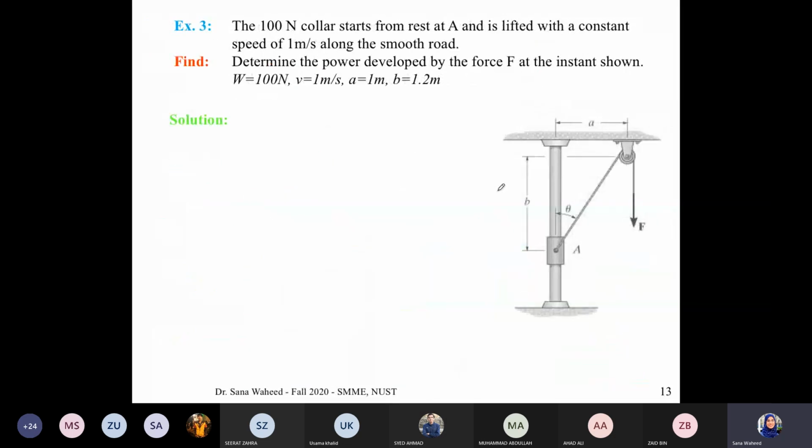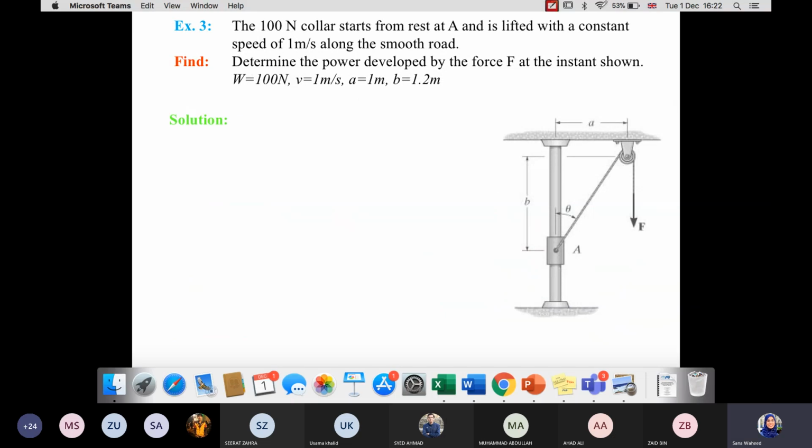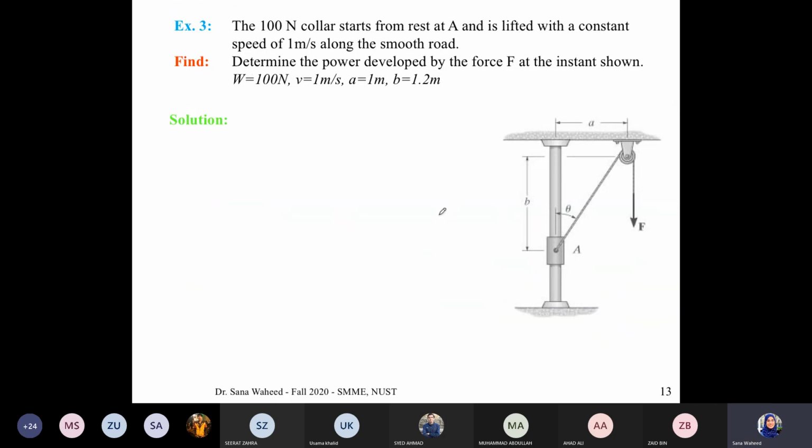Okay, so we've got again straightforward questions. And this is the last example that I want to do today. Very easy peasy short lecture today. So the 100 Newton collar starts from rest at A and is lifted with a constant speed of 1 meter per second along the smooth rod. So it's being lifted along here with a velocity of 1 meter per second. Determine the power developed by the force F at the instant shown.